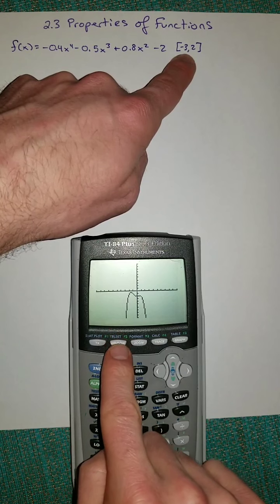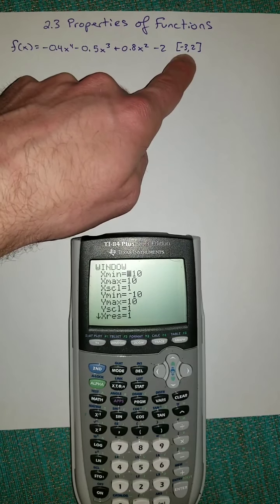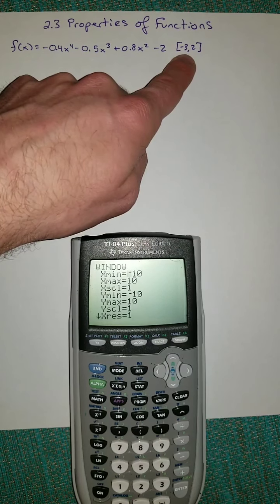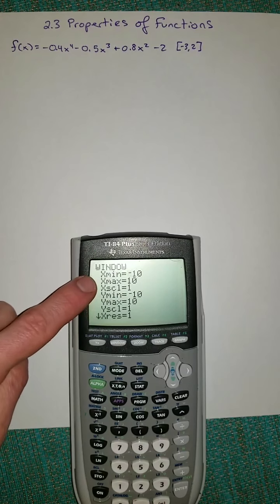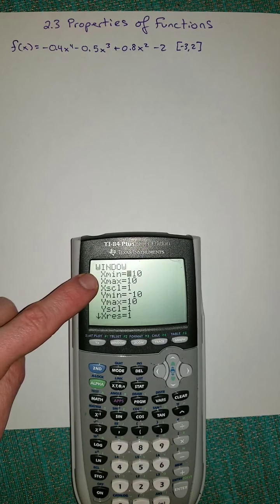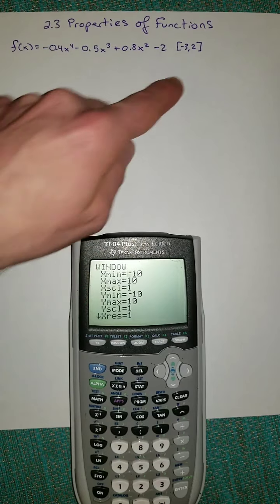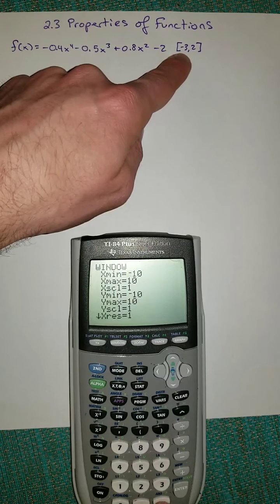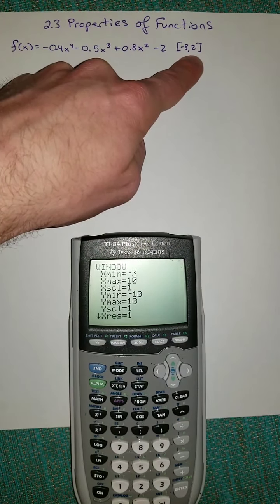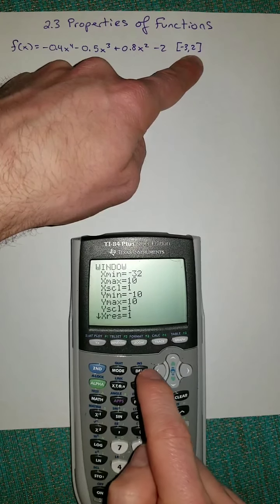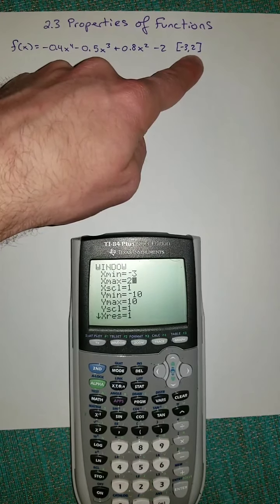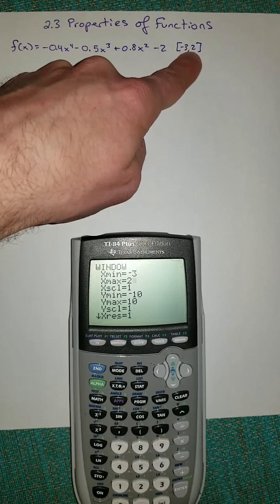So I'm going to go to my window and change up those max and min values. Here I have x minimum and x maximum. I need my x minimum to be -3, not -10. I need my maximum to be, oops, I didn't hit down, to be 2 and not 10. Okay, so -3 to 2.